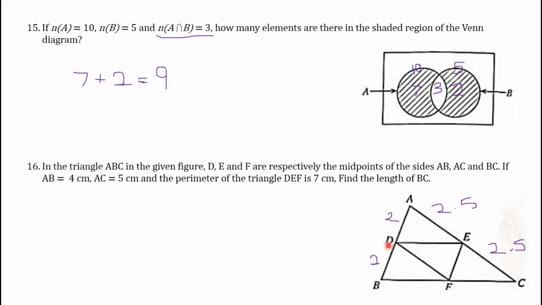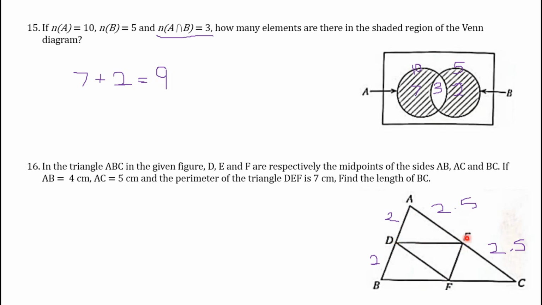Now we have to find the value of DE, because DE will be equal to half of BC, and BC will be equal to 2 times DE, because they are asking the length of BC. So to calculate that, first we should see whether they are congruent, because these two lines are parallel and they are on the same base with the same length. DF will be equal to AE because D, E, F are all midpoints. Therefore, DF will be equal to AE. So if these two are equal, and the perimeter of this triangle is 7 cm, therefore the perimeter of this triangle ADE will also be 7 cm.